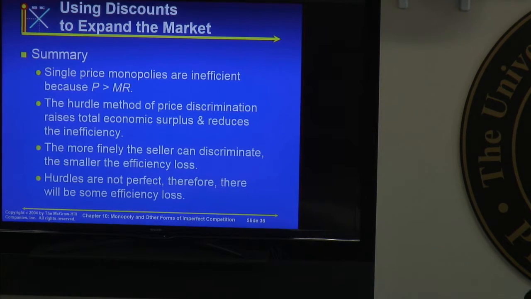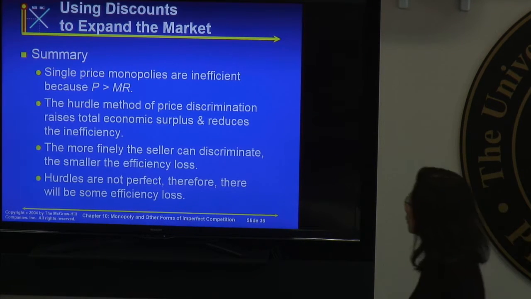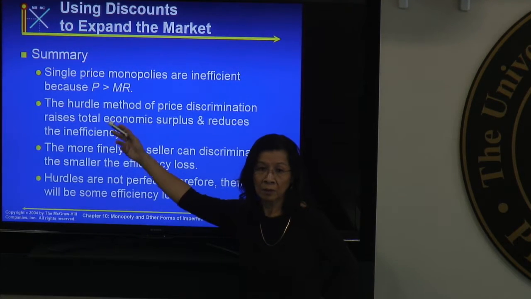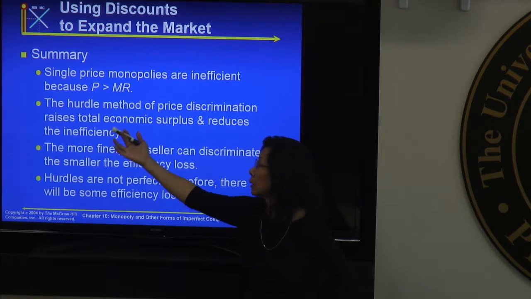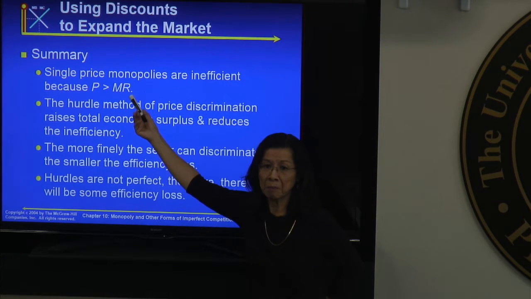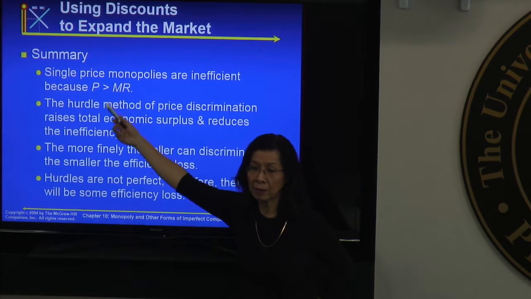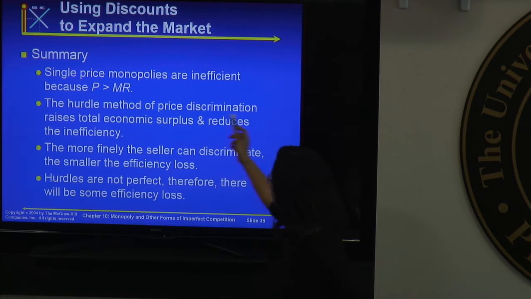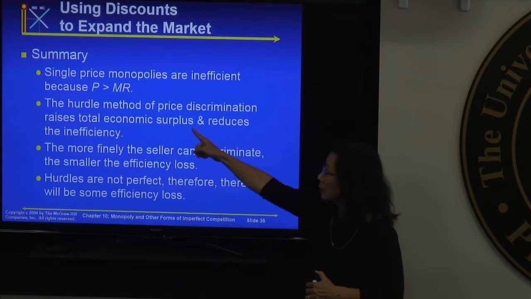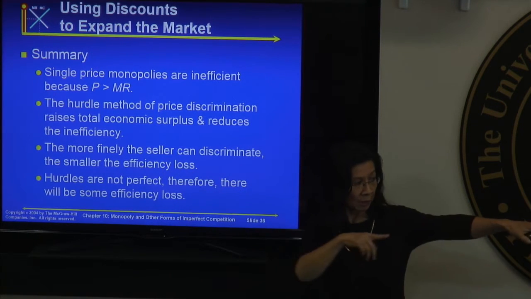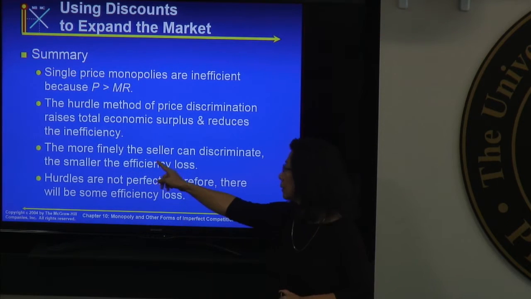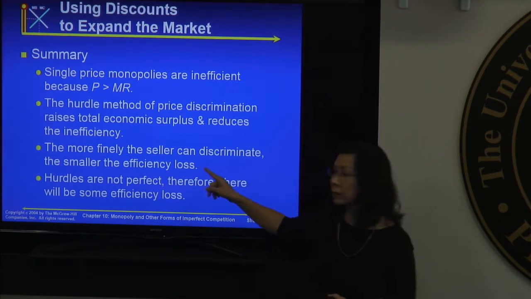That's probably true. Once again, go back to this. Monopoly is considered inefficient. Very important. Probably ask you on the test. Because price is greater than marginal revenue, or you could look at it the other way, price is greater than marginal cost. So there is this market power there. The herder method of price discrimination raises total economic surplus and reduces the inefficiency. So that's the last case you saw, 35. The more finely the seller can discriminate, the smaller the efficiency loss.